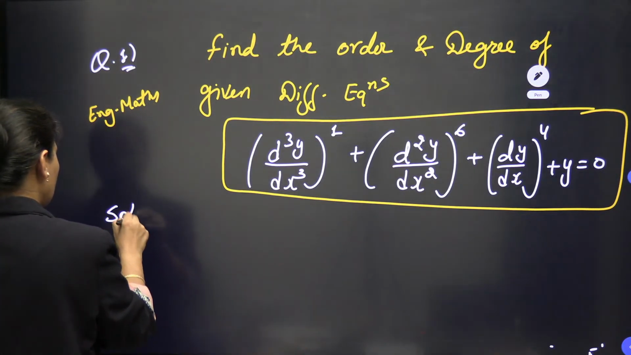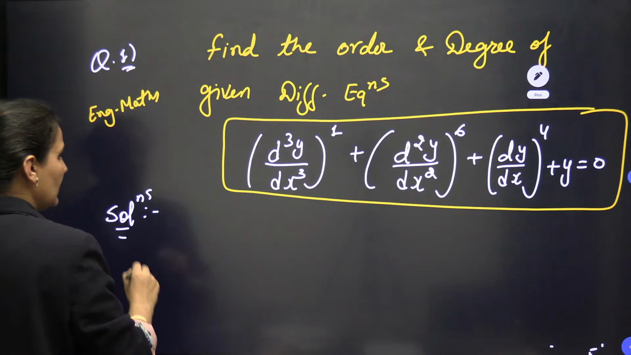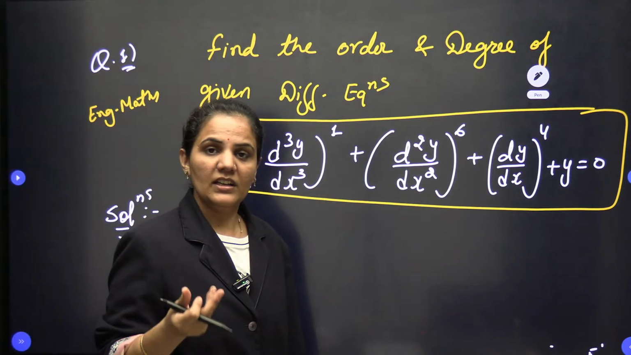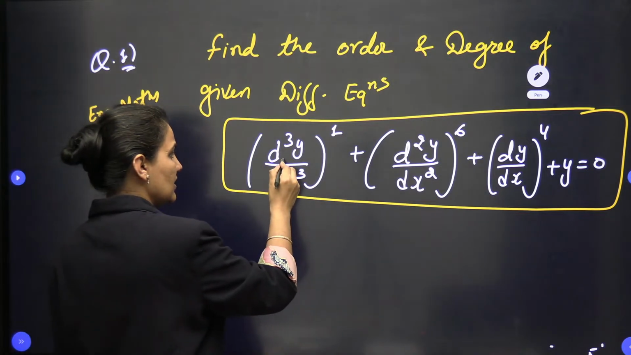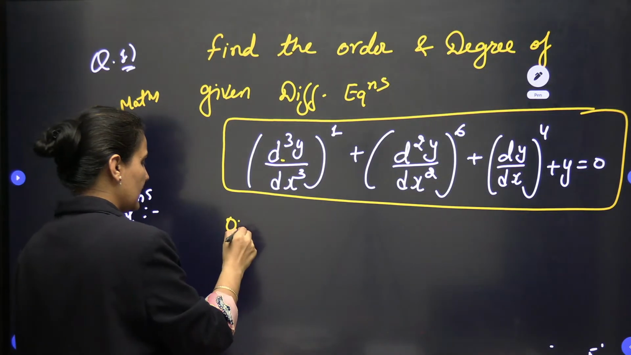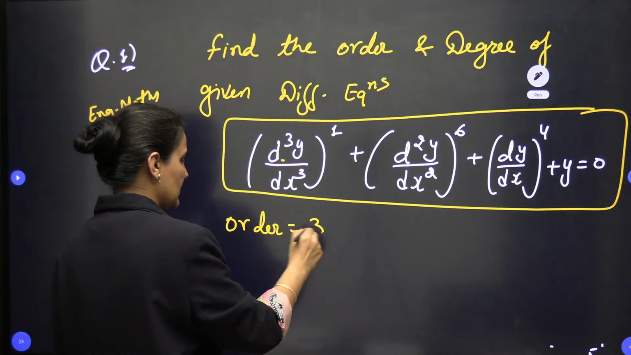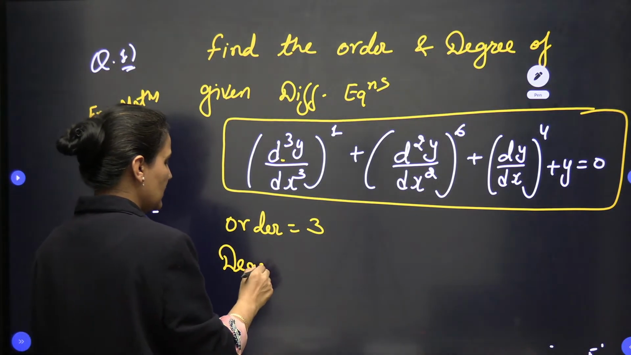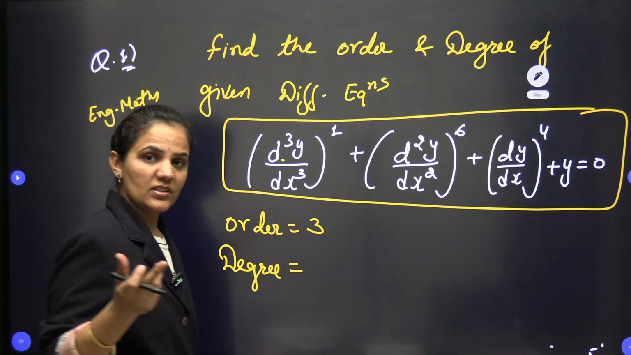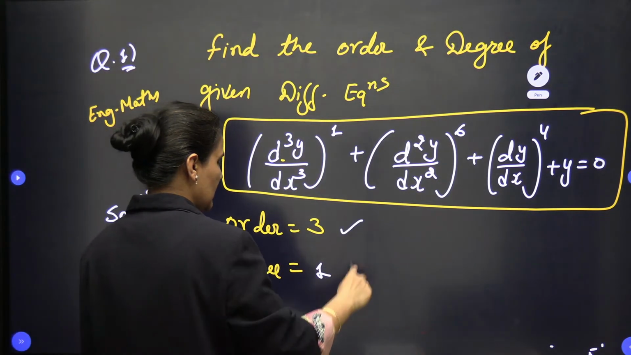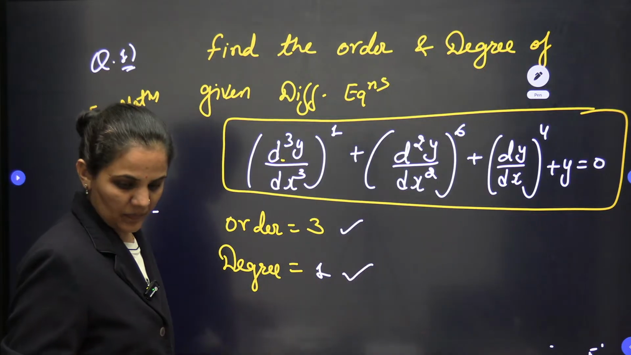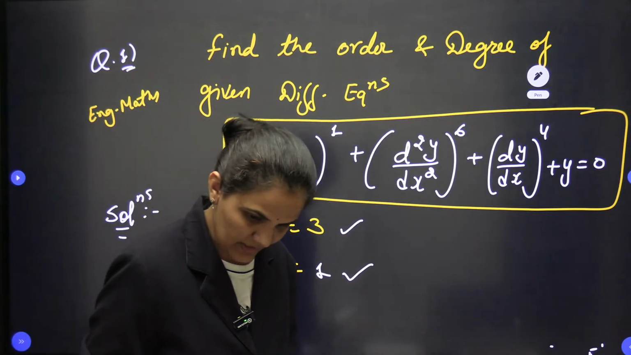It's talking about finding the order and degree. We know very well the order of any differential equation is nothing but the highest order. So here the highest order we can see is d3y by dx3, so the order I can write directly as 3. And the degree is the power of the highest derivative, so its power is 1, so degree is 1 and order is 3. Very easily we can solve this question, guys.